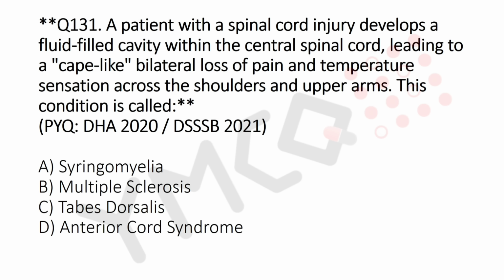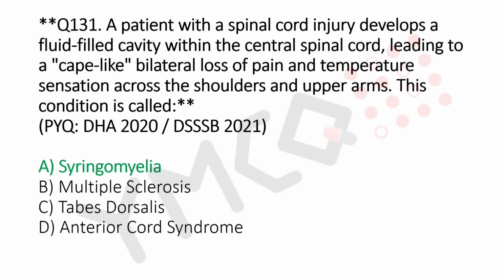A patient with a spinal cord injury developed a fluid-filled cavity within the central spinal cord, leading to cape-like bilateral loss of pain and temperature sensation across the shoulder and upper arm. This condition is called option A, syringomyelia. Option B, multiple sclerosis. Option C, tabes dorsalis. Option D, anterior cord syndrome. And the answer is option A, syringomyelia.